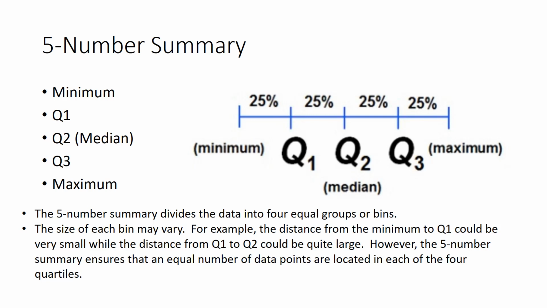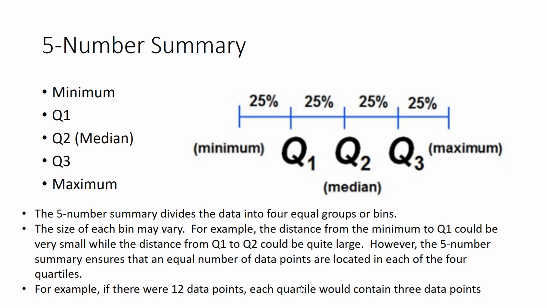For example, the distance from the minimum to Q1 on a number line could be very small, while the distance on a number line from Q1 to Q2 could be quite large. However, the 5 number summary ensures that an equal number of data points are located in each of the 4 quartiles. For example, let's suppose there were 12 data points in a data set. That means that each quartile would contain 3 data points. In other words, there would be 3 data points between the minimum and Q1, 3 data points between Q1 and Q2, 3 data points between Q2 and Q3, and lastly, 3 data points would be located between Q3 and the maximum value.